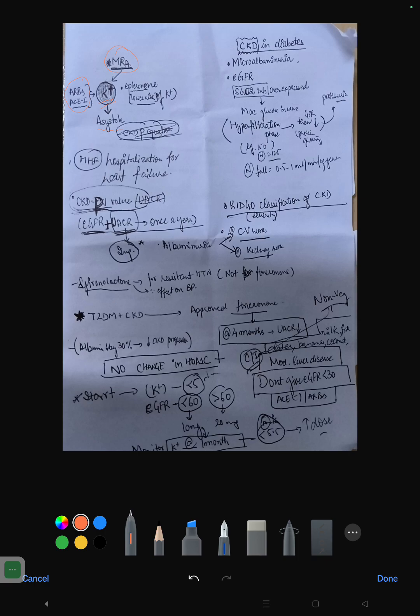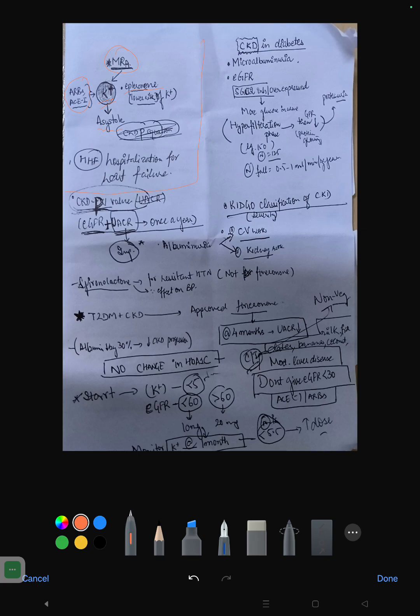In the mineral receptor antagonists, eplerenone has a lower risk of increasing potassium. It has been found that hospitalization for heart failure has decreased since we have started using proper potassium monitoring to monitor these side effects.